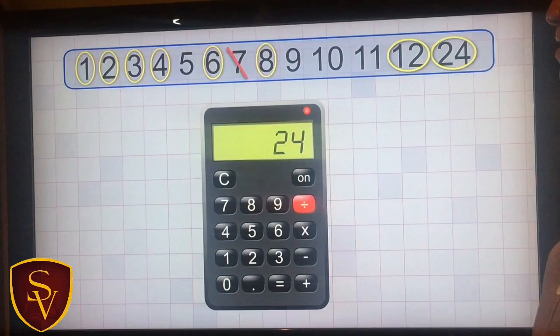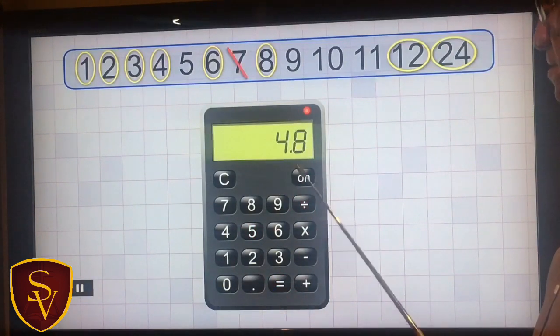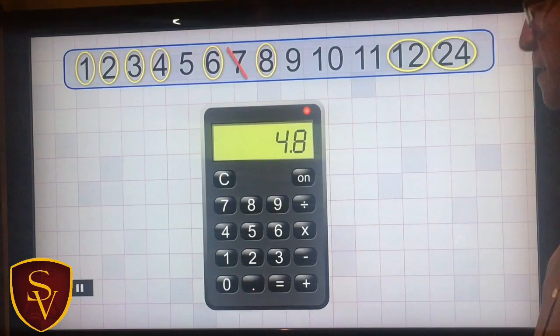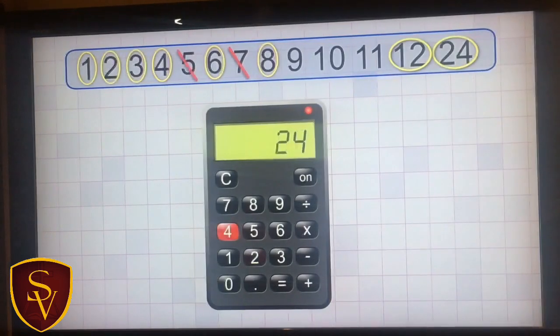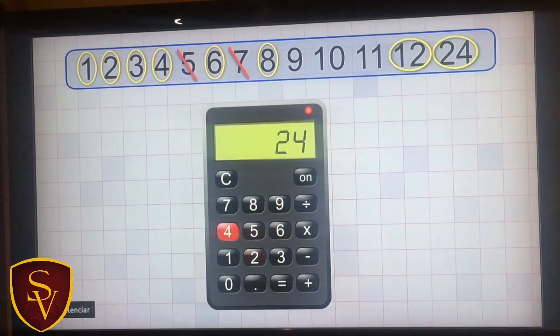Now let's check with 5. If we divide 24 by 5, as you can see in this calculator, we're going to get a different answer. Like you can see, 4.8 is not a whole number. That means that 5 is not going to be a factor of 24. Next, we're going to try the number 9 with 24. Let's see what the answer is going to be.